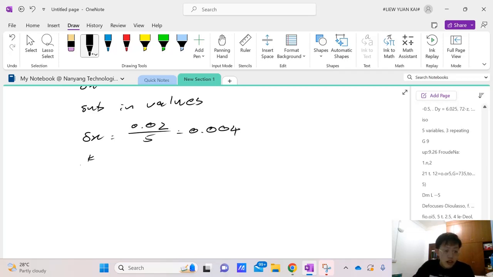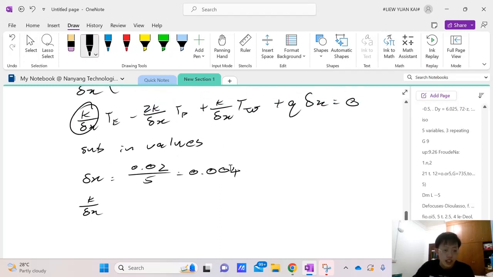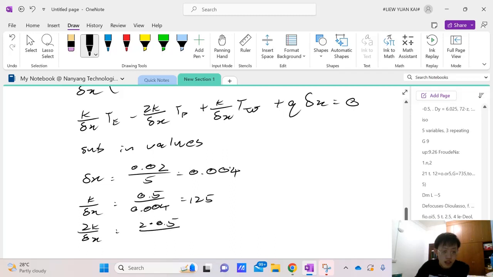Then we want to look for k over delta x, because we have k over delta x here. K over delta x is given by 0.5 divided by 0.004, which is 125. And 2k over delta x is just twice of that. Let me write this out: 2 times 0.5 divided by this, which is 250.